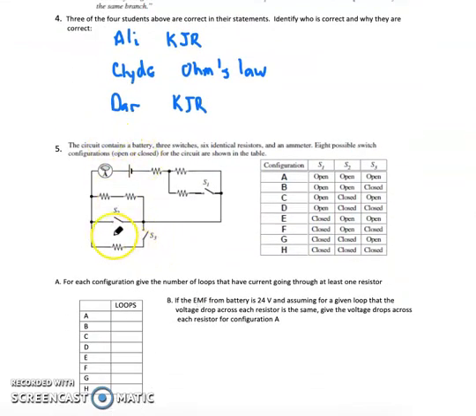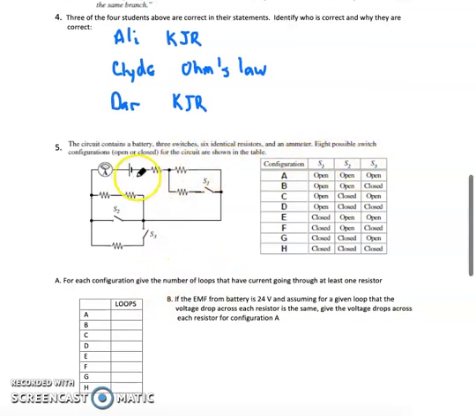We've got this complicated circuit with switches, and you got a bunch of combinations. Oh boy, and we got to see how many. So what does it ask? 8 possible switch configurations. For each configuration, give the number of loops that have current going through at least one resistor. So I might not get through all this, but I'll get you started.